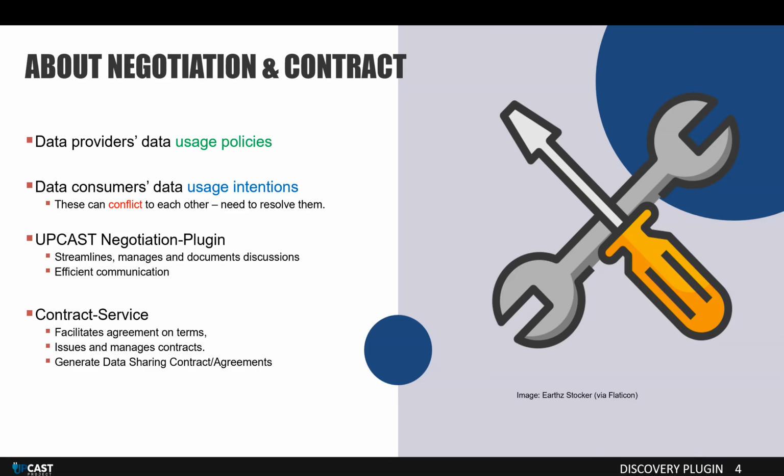In any data sharing scenario, data providers have their usage policy and data consumers have their intended uses. These two perspectives often conflict, so we need a structured way to do negotiation and resolve these differences. The UPCAST negotiation plugin helps to streamline, manage, and document these decisions between data consumer and data provider. The contract service then helps to agree on the terms and generate the final data sharing agreement or contract.